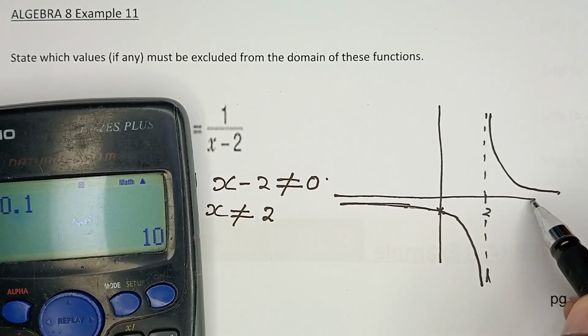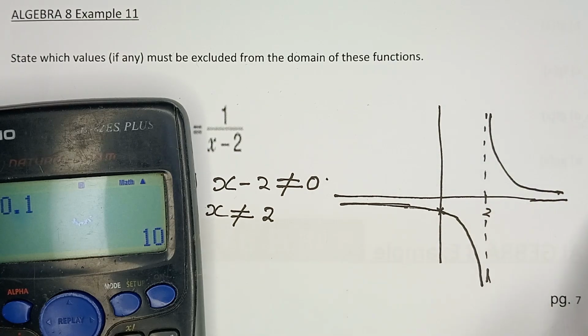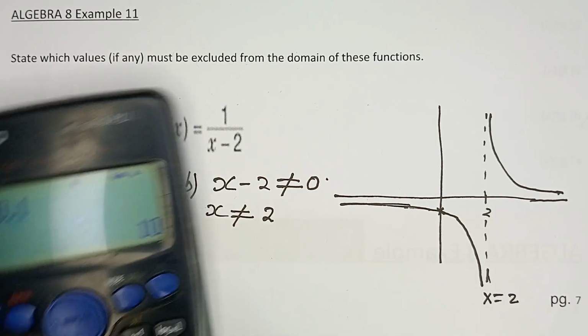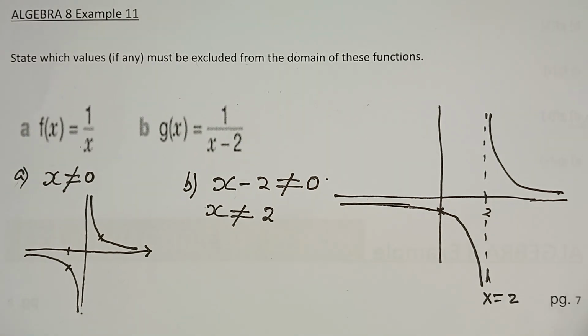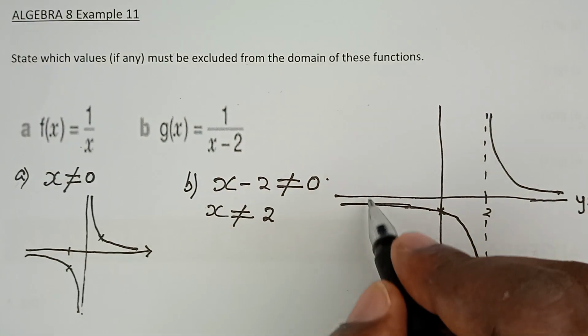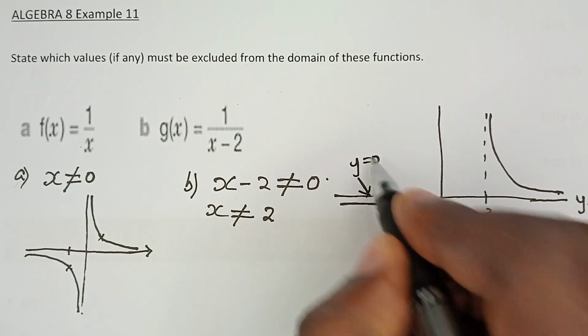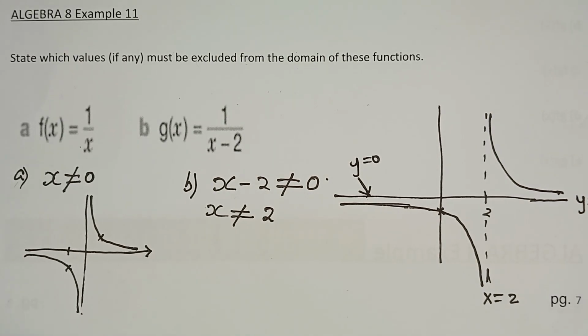So that is the graph you're going to experience, and it is asymptotic along the x-axis and along the line x is equal to 2. The graph is asymptotic along that line, and of course this is the line y is equal to 0, or rather the x-axis. So you can see now, to answer that question, x cannot be equal to 2, and this is how the graph is going to look like.